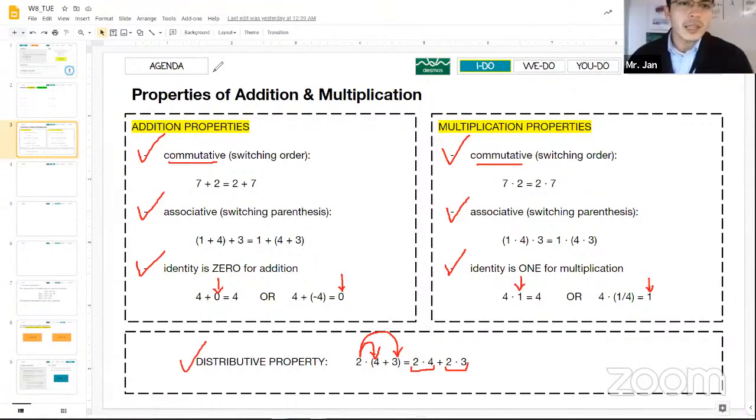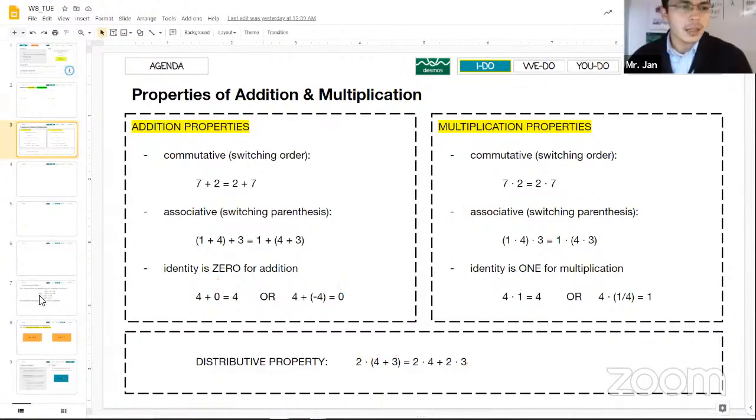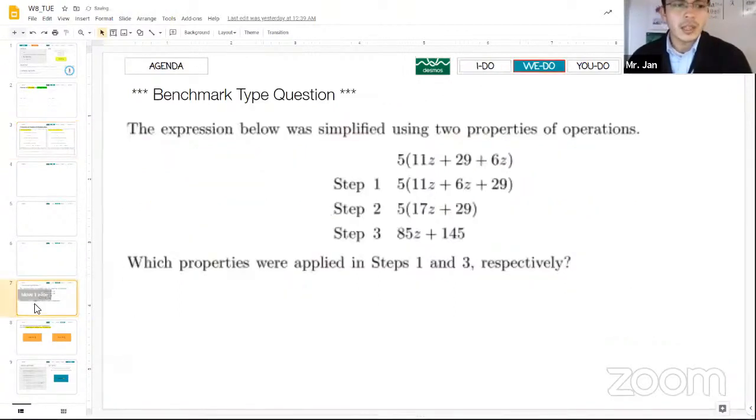These two slides, the first slide and this slide, have similar questions to what you will see in your IXL practices. Before you start on your IXL, I'm going to review these two skills on a benchmark type question, the kind of question you will see in your benchmark. Why do we need those properties? The properties tell you what steps you're taking when you do math.